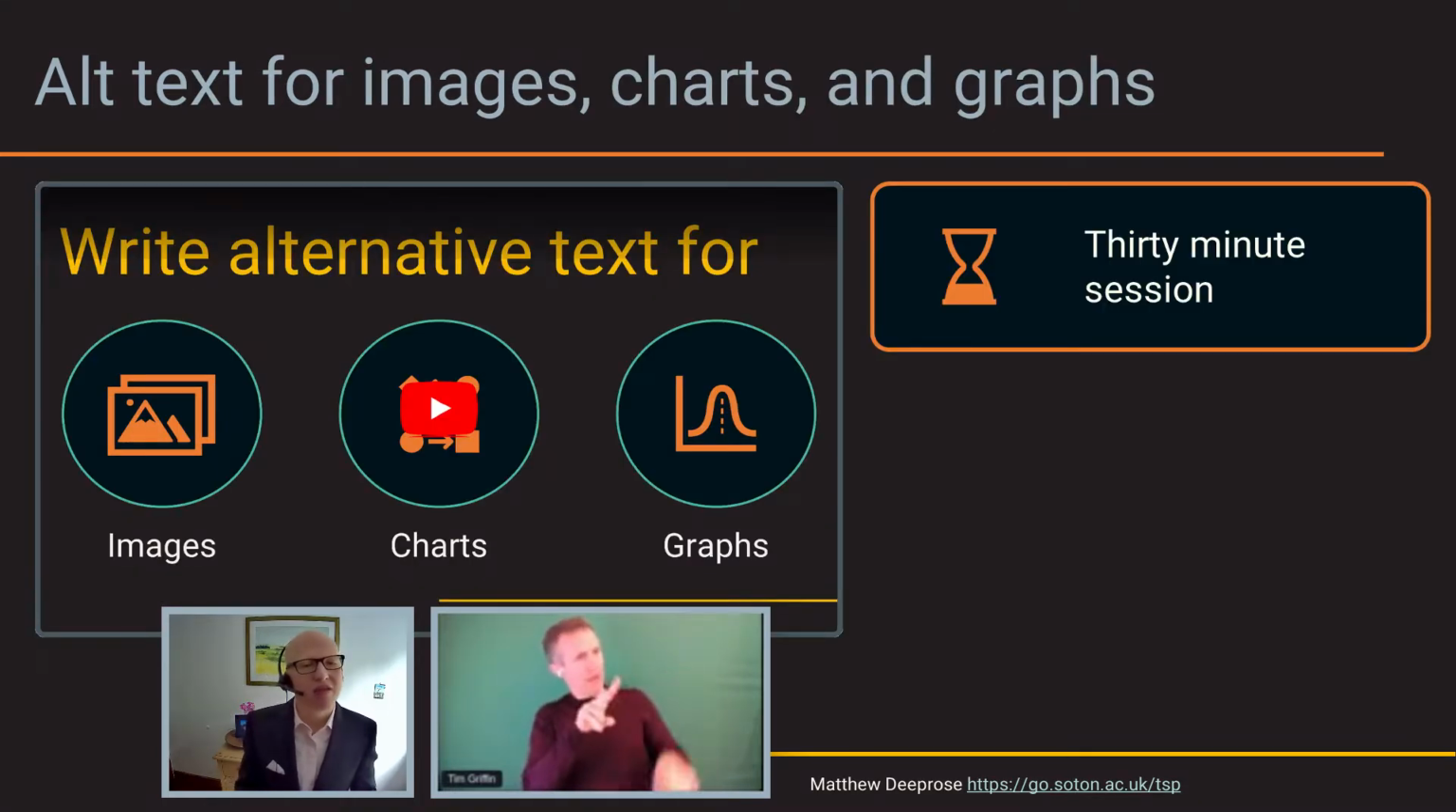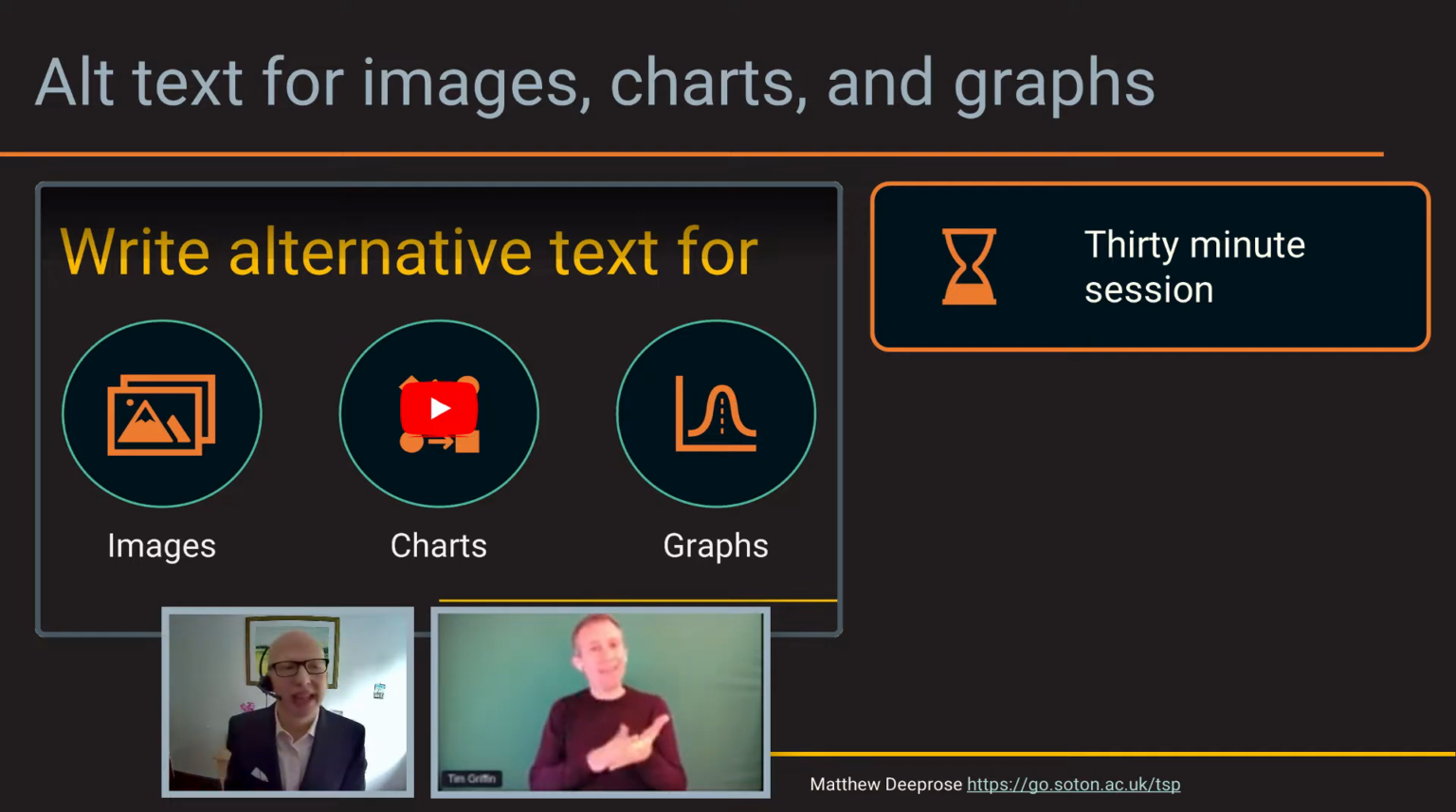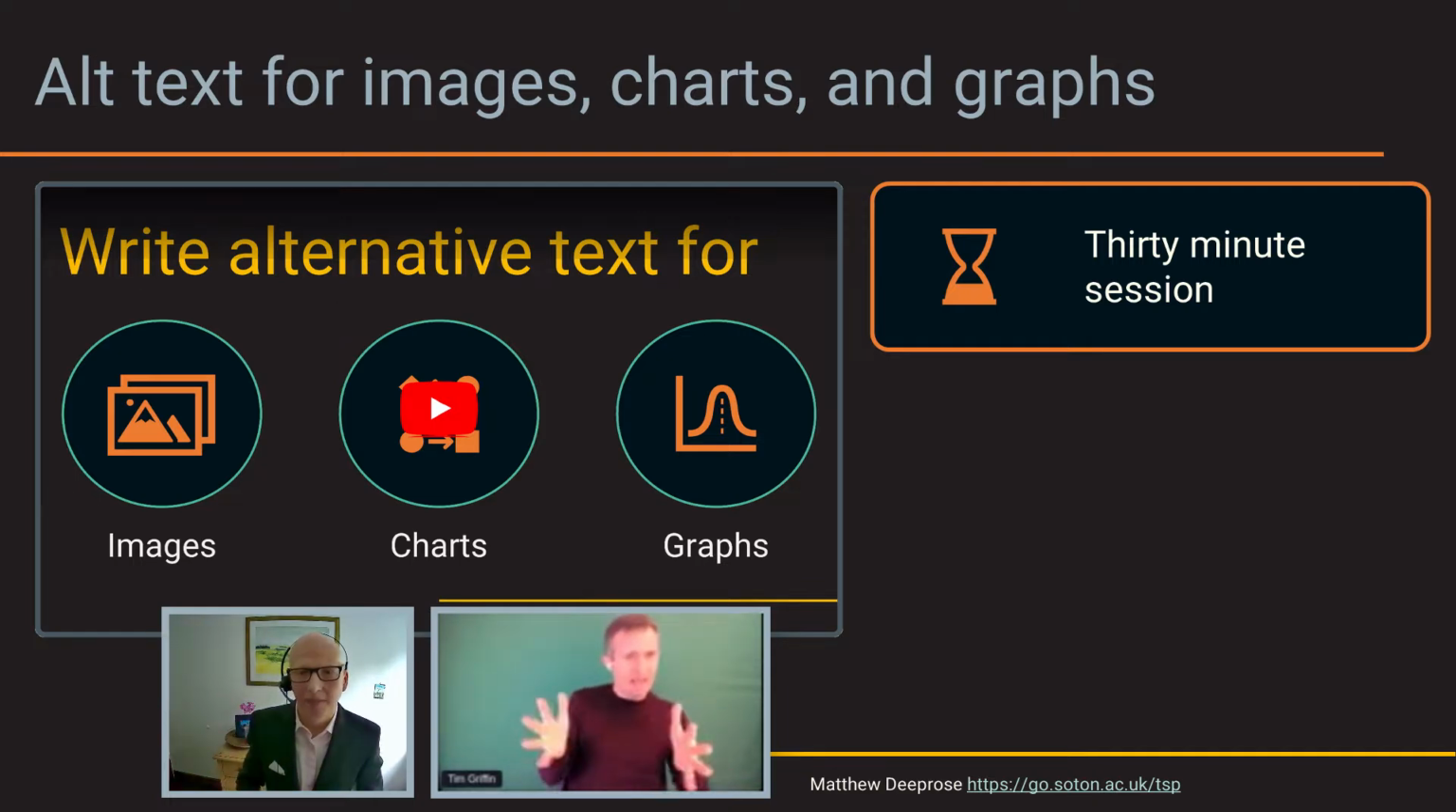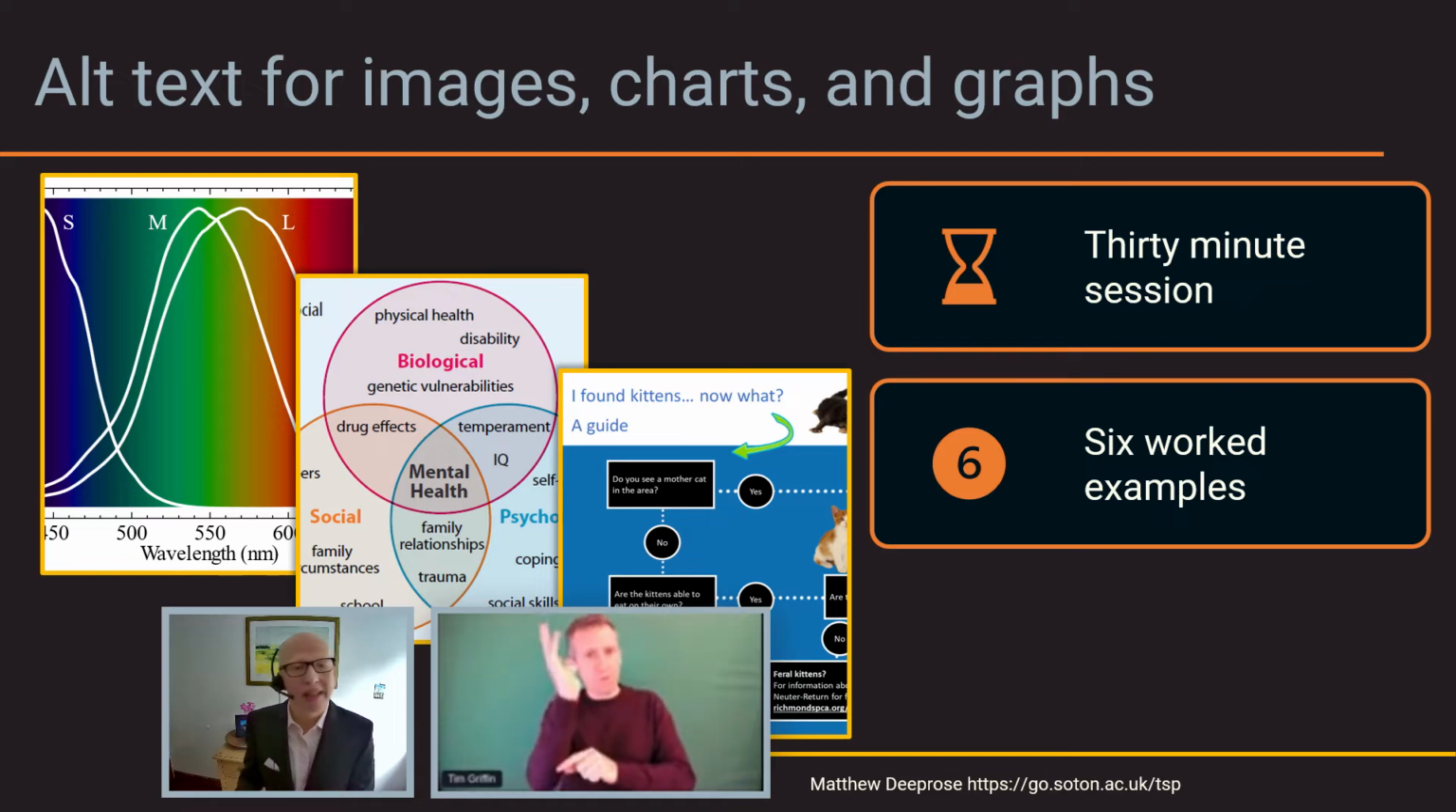We recently designed and ran a 30-minute session about writing alternative text for images, charts, and graphs. And we covered 6 examples, from basic images to more complex ones like graphs, decision trees, and Venn diagrams.